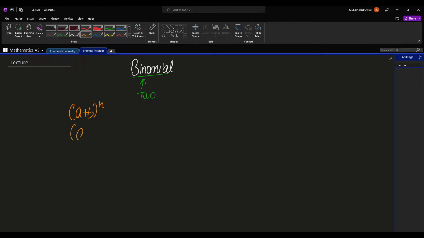Basically, whenever we expand (a plus b) whole square, it is a binomial, and you already know that this becomes a square plus 2ab plus b square. What can be another example of this? Whenever we are expanding (a plus b) cube, we say that this becomes a cube plus 3a squared b plus 3ab squared plus b cube, right? This is how we expand a cubic term.